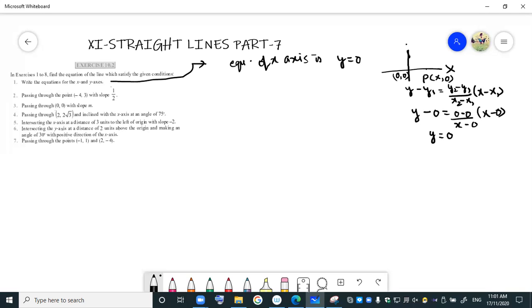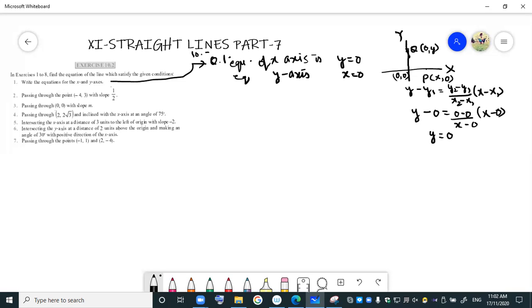Like this you can find for the y-axis: take any point Q on the y-axis, its coordinates will be (0, y), and then you can write the equation passing through two given points like this, or you can directly remember the equation of the y-axis. The equation of the y-axis is x is equal to 0. So this is the answer of question number 1.